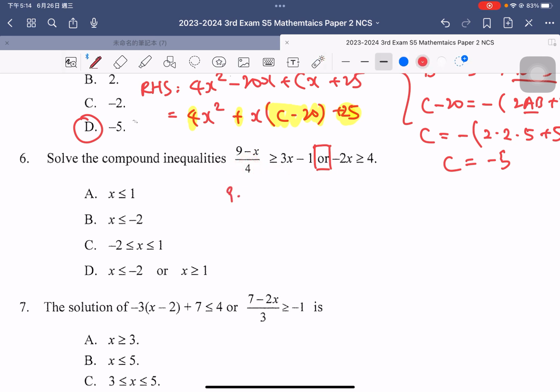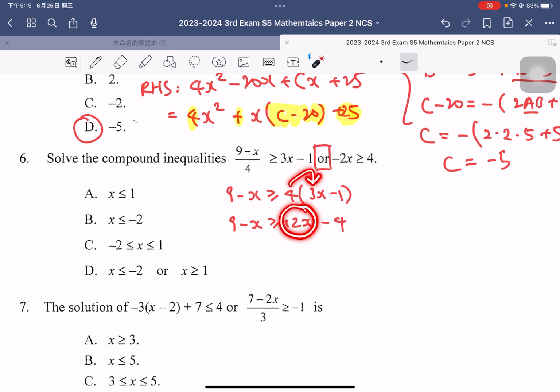So you can write as 9 minus x greater or equal to 4 times the whole thing on the right-hand side. So you use a bracket to emphasize it. When you see a bracket, then we try to expand the bracket. So now I have 9 minus x greater or equal to 12x minus 4. So 4 times 3x giving you 12x, 4 times negative 1 giving you negative 4.